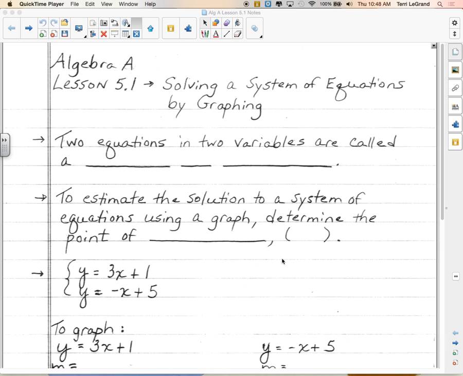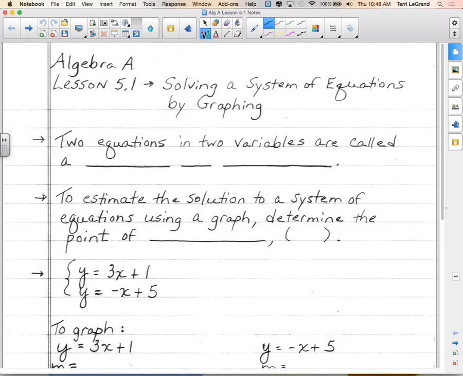Those two equations I just had you put in the graphing calculator are called a system of equations. When we have two equations in two variables, our variables are x and y. That's called a system of equations. A system of equations means that those equations have to work together. In other words, whatever we decide is a solution for one of the equations also has to be a solution for the other. We have to find the solution that works for both of them.